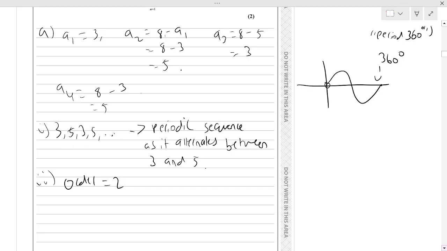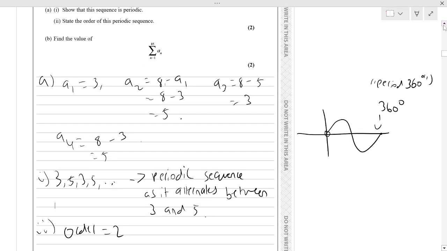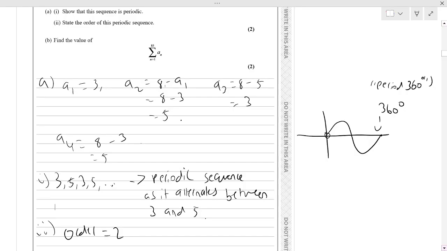You can see it as either how many numbers there are in the periodic sequence, how many times it's alternating, or just how many times you get back to the starting number. Anyway, that's just the order, not to overcomplicate it. Okay.